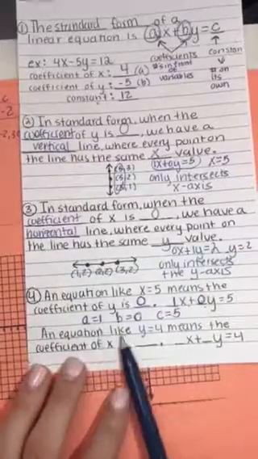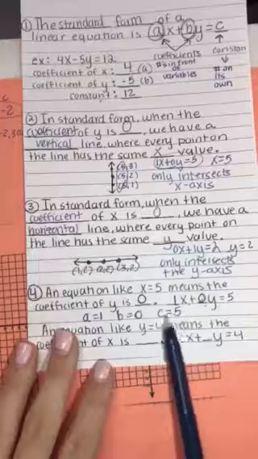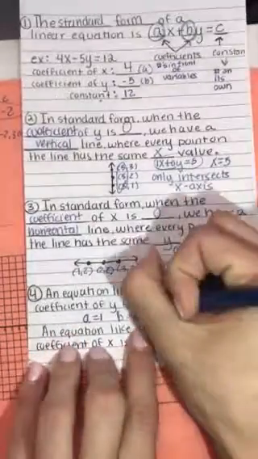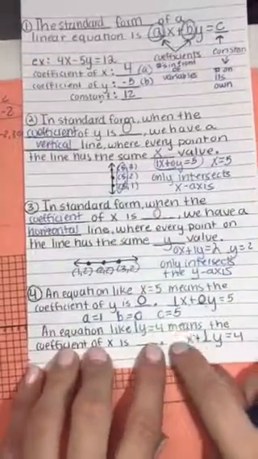And then the last thing, an equation like y equals 4 means the coefficient of x is, if x is not here, what does this number have to be? Now we know that this was 1y, so go ahead and fill this in. You should know what it is.